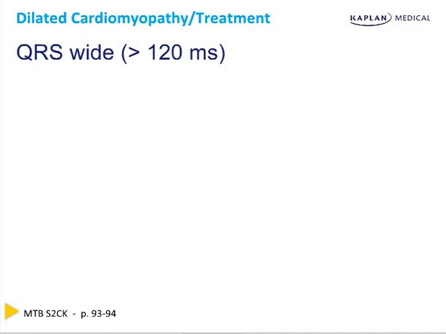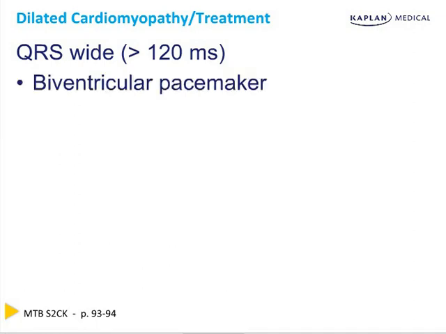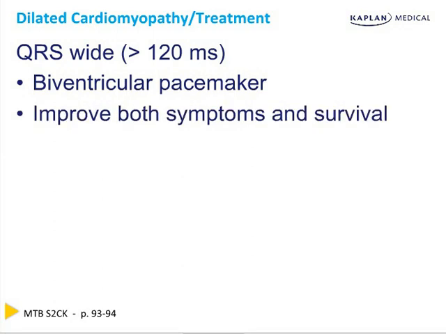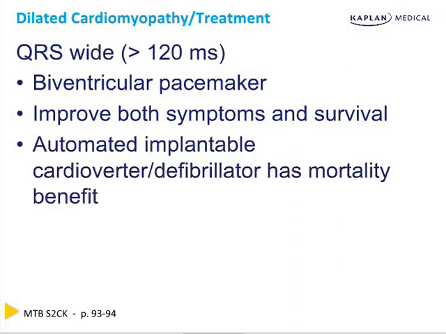If there's a wide QRS, the answer is a biventricular pacemaker, pacing both ventricles at the same time. They increase survival, decrease symptoms, and you can also use the implantable defibrillator, because the biventricular pacemaker also has implantable defibrillator function, which definitely lowers mortality. The biventricular pacer decreases symptoms. People get off that table and they walk home. It's amazing what the synchronization will do. And the implantable defibrillator keeps you alive.